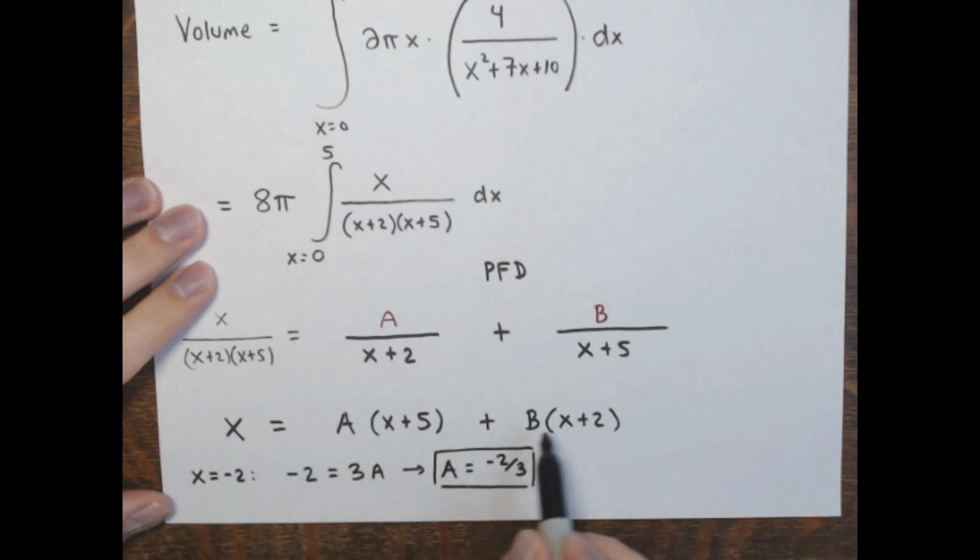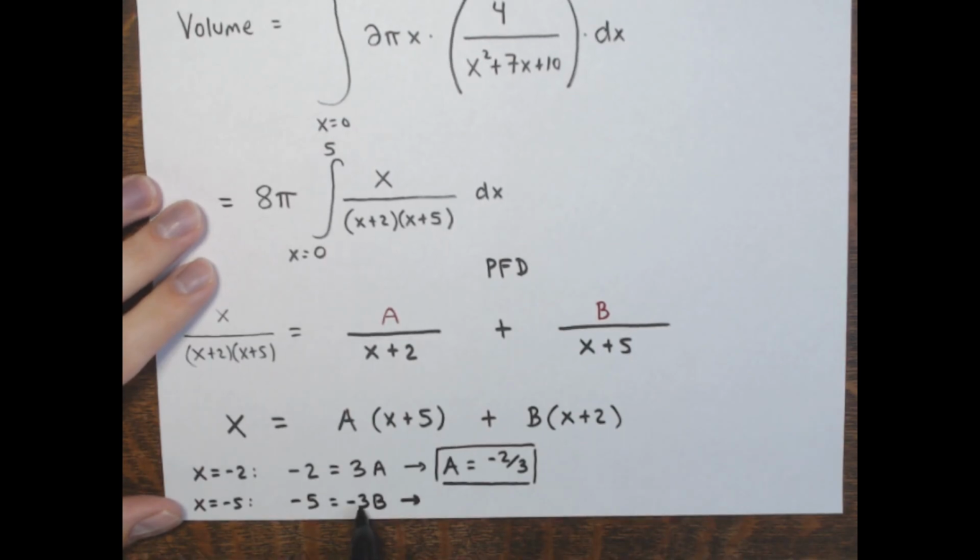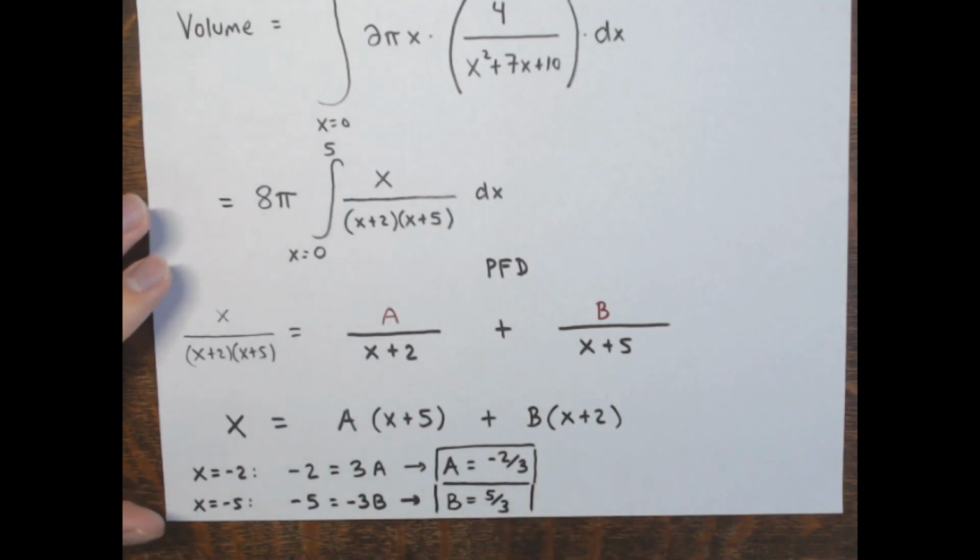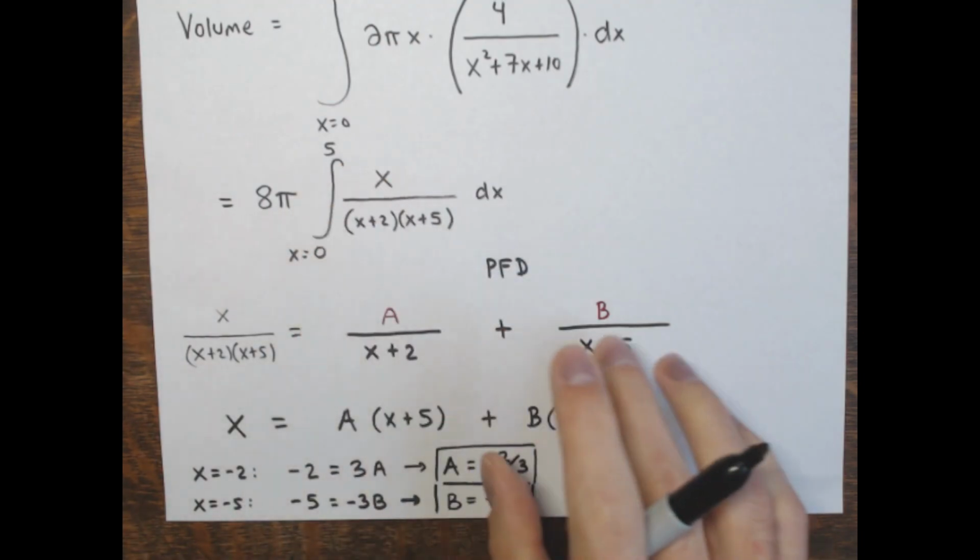And if I want to find b, I need x to be -5. So left side, -5. And then the right side, you got no a. And then -5 plus 2 is -3. Right? So -3b. And dividing both sides by -3, +5/3 for b. Okay, so I got the a and b. All right, so now I can rewrite my integral here.